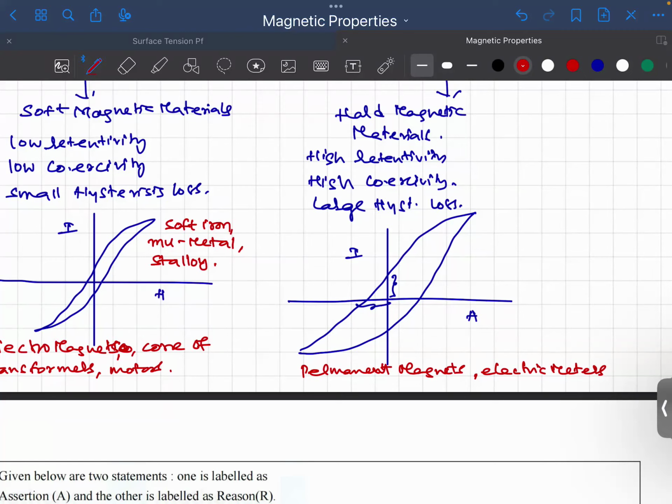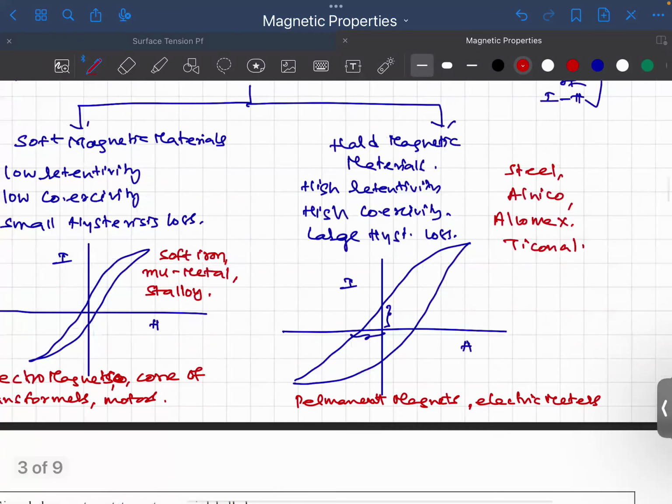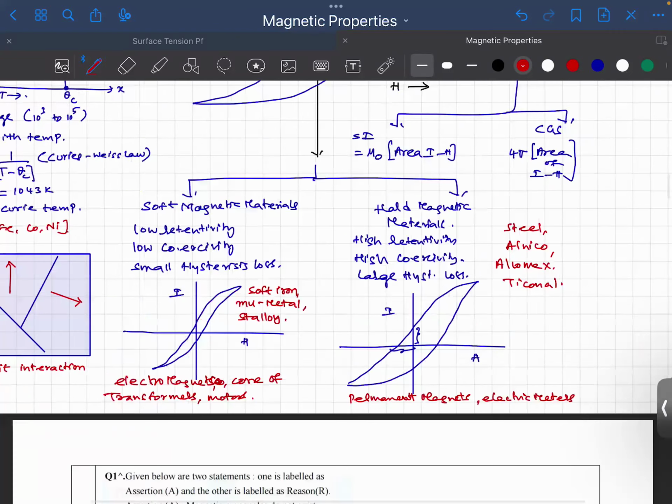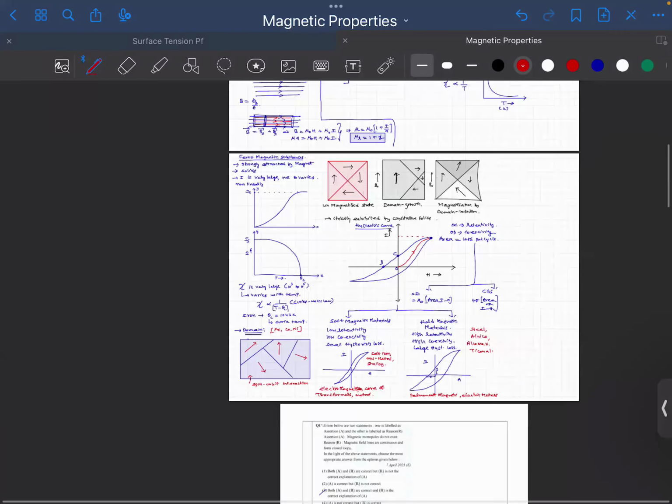What are the materials? Steel, alnico, alcomax, tinconal. These are the best examples of ferromagnetic materials of this kind. With this, I have completed the theory related to magnetic properties.